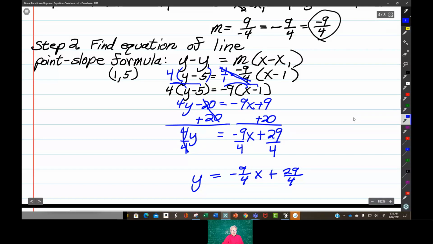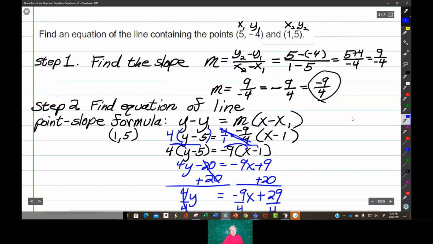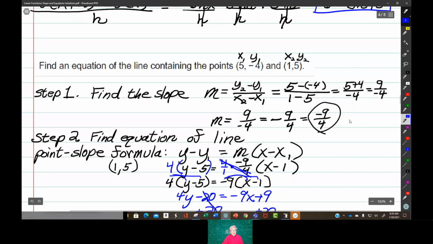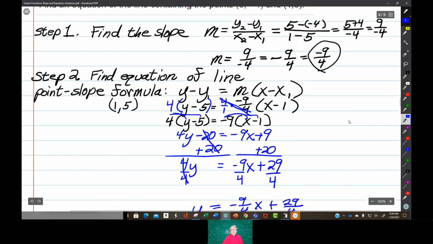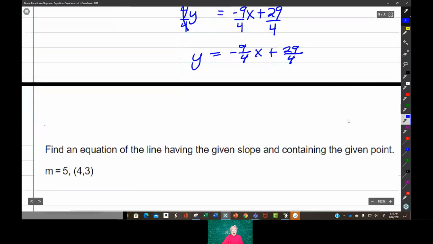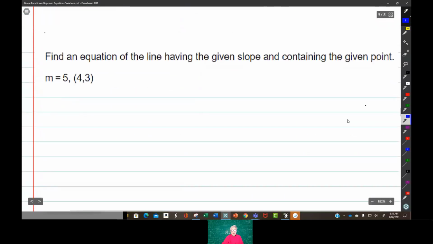And this is how you find the equation of a line when you're given 2 points. First you find the slope, then you find the equation of the line. Do you have to memorize these formulas? Of course you do. You had them memorized at one time in your life. Now you get to do it again.